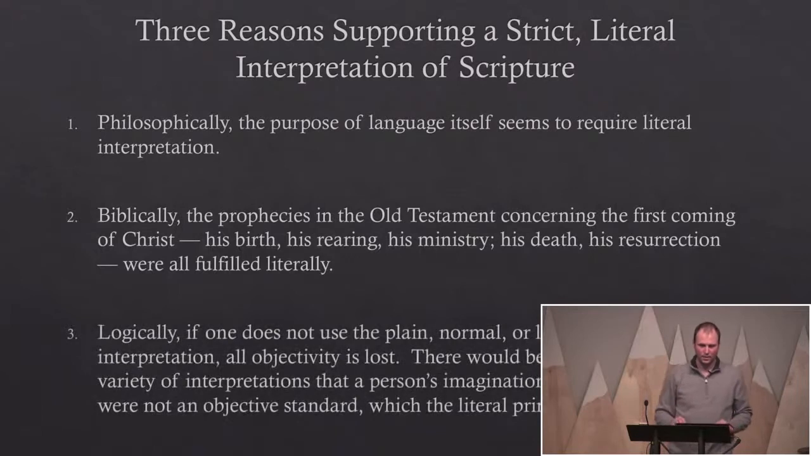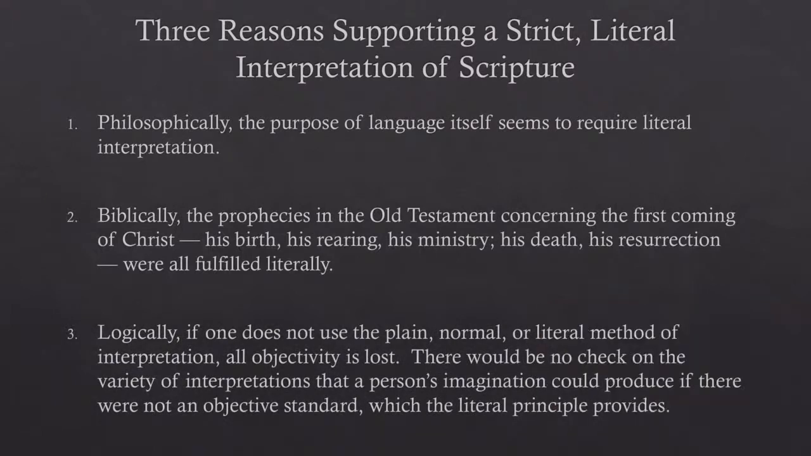Lastly, logically speaking, if one does not use what they call the plain, normal, or literal method of interpretation, they believe that objectivity is then lost. Or you could say subjectivity is introduced. And that's a dangerous thought that they don't want to allow. They think that there would be no check on the variety of interpretations that a person's imagination could produce if there were not an objective standard, if there was not an A equals A type of principle at work in the interpretation.